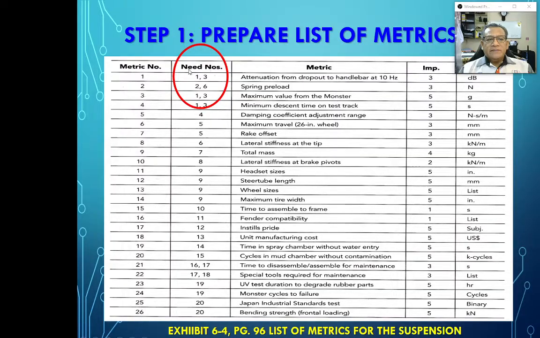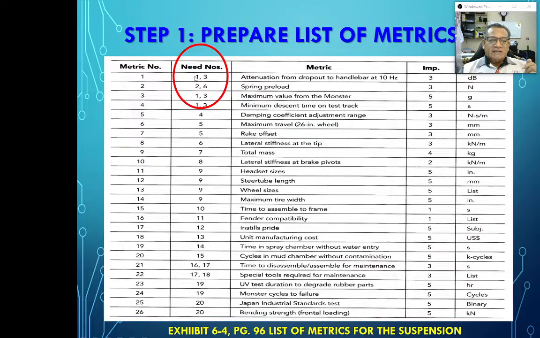For example, metric number 1, attenuation from dropout to handlebar at 10 hertz. It means that the shock absorber must be able to absorb 10 shocks per second. Right? This is what they mean by 10 hertz, that it is 10 cycles per second. And this is to satisfy customer need number 1 and number 3.